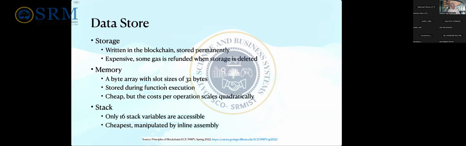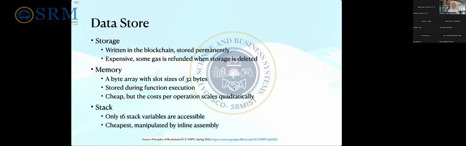And if the variables are not declared properly, and you are using them as part of a for loop or while loop, the cost can increase quadratically. The values can keep on adding, spending a lot of gas. And you have the stack variables. These are the cheapest variables, manipulated by inline assembly and things like that. So where will the variables be stored?